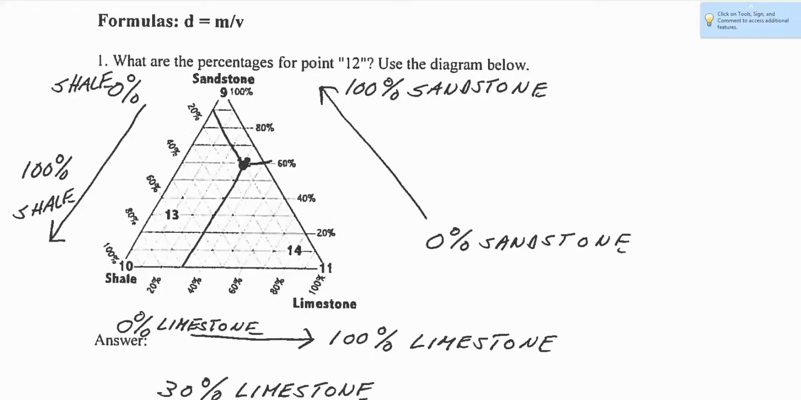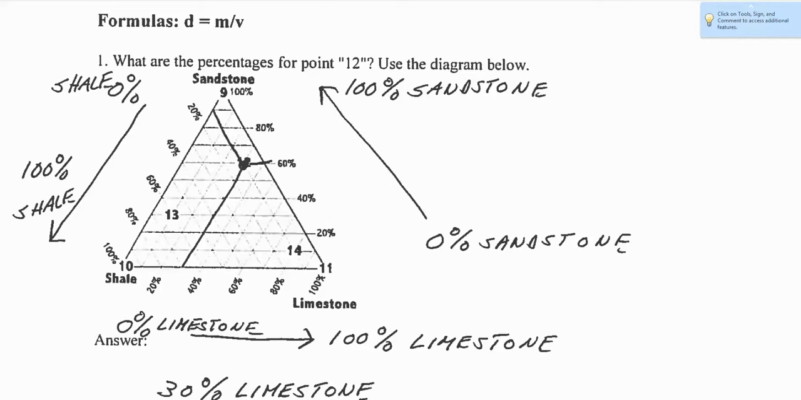All right, question number one. What are the percentages for point 12? Use the diagram below. As we talked about in class, we know that limestone increases from 0 to 100 at the apex here. So there's limestone. And then we go counterclockwise. So sandstone goes from 0 to 100. And then shale on the left-hand side from 0 to 100.